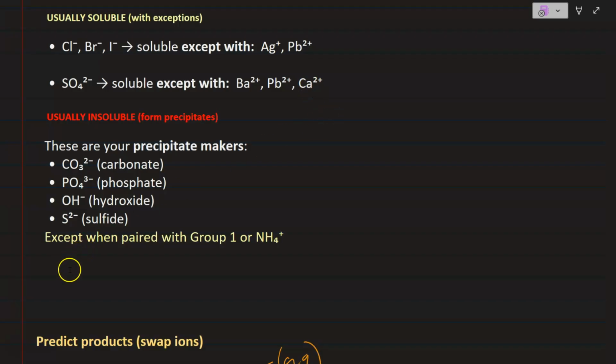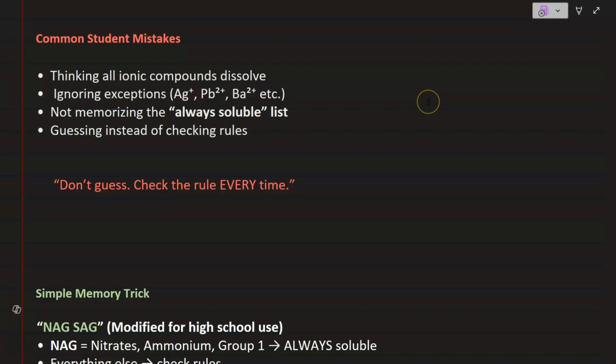Okay, very nice. So I want you to avoid common mistakes that I've seen. First of all, thinking all ionic compounds dissolve. All right, so no, they don't. And ignoring exceptions, here are the exceptions. And then not memorizing the always soluble list. Make sure you memorize it. There's no other way to do this, unless they give you a set of tables for that. And then the other thing is guessing instead of checking the rules, okay? If you are allowed to have a cheat sheet, make sure you check the rules. Never ever guess. You have to check the rules every time.